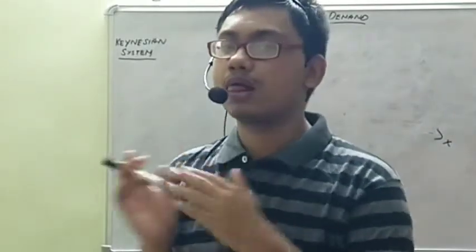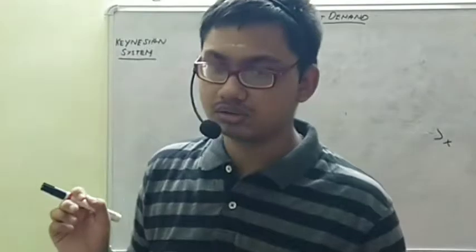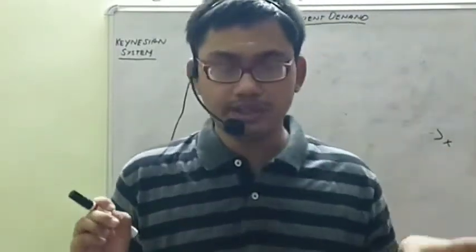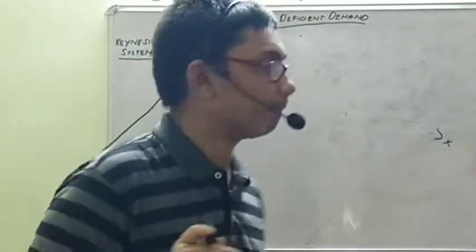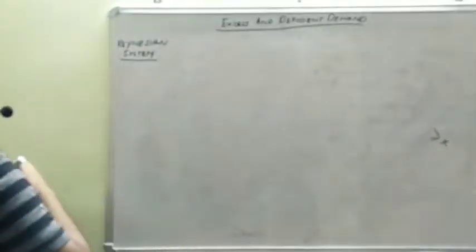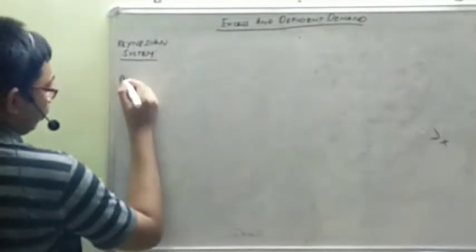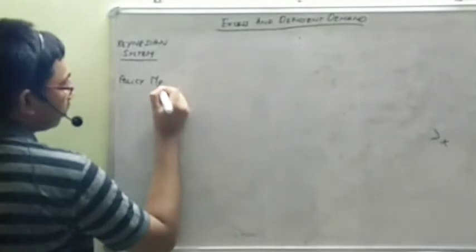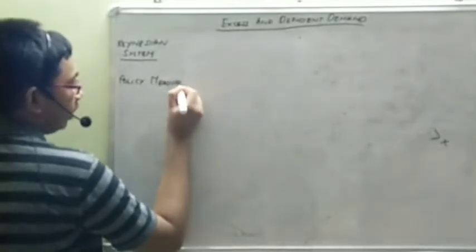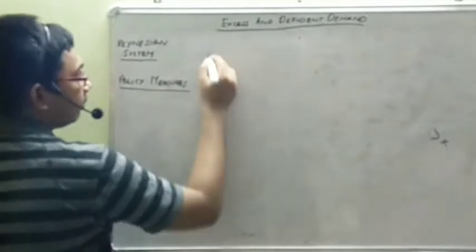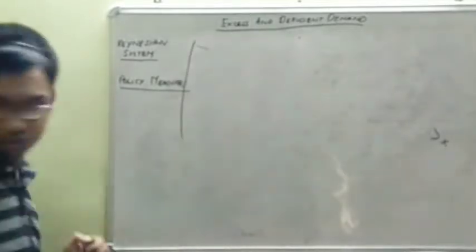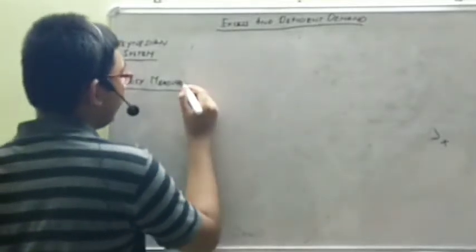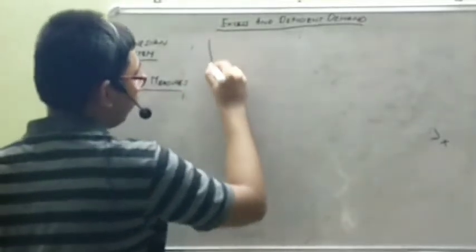Now, how to correct this? See, in the last lecture on inflation, we have studied basically what we need to do with excess demand. However, let's take the policy measures. Let's take everything together because we have already learned the situation of inflation earlier, so I don't think it will be a big thing for you.